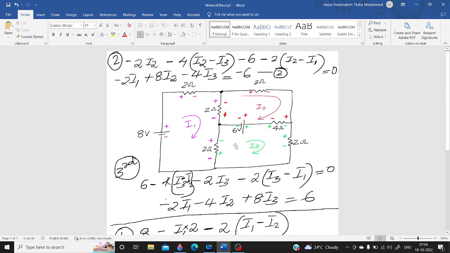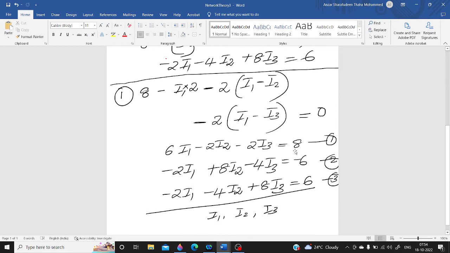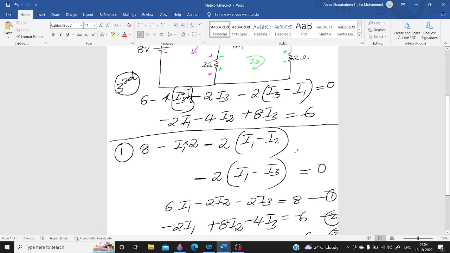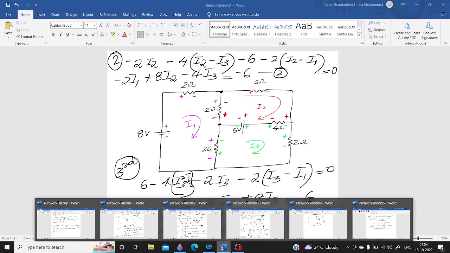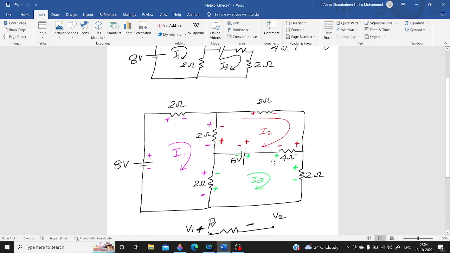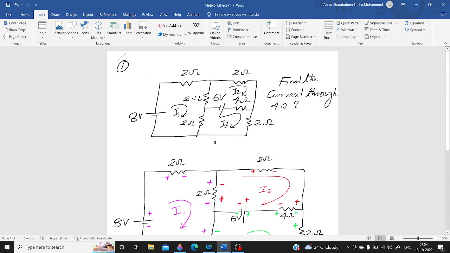Since there are three meshes, we have three equations. If you have two meshes, you will be having two equations. So this is how we are solving a simple problem using mesh analysis. Again, let me recap what we have done here. We were given a problem like this.